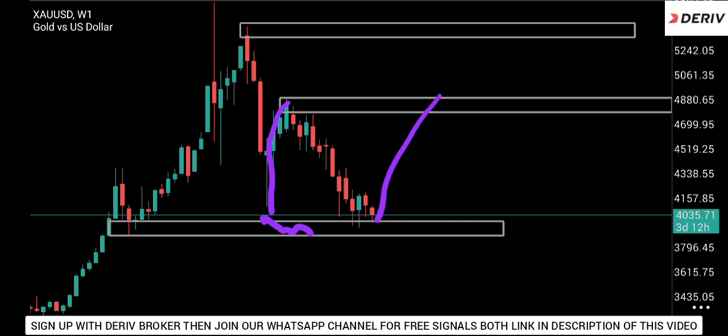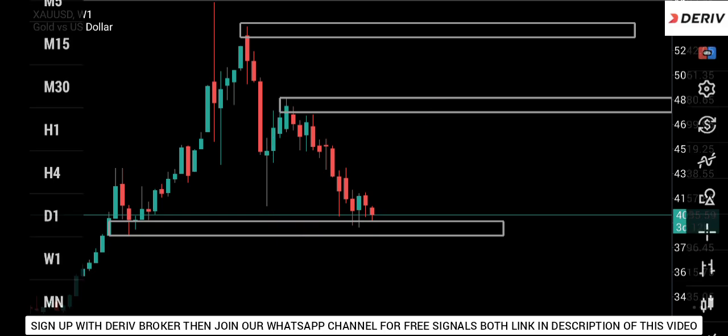But we cannot place a trade based only on that. At least you must have 3 confirmations or 4 before you take a trade. Right now you only have 1, so it's very weak for us to take a buy. Let's jump to the daily time frame.